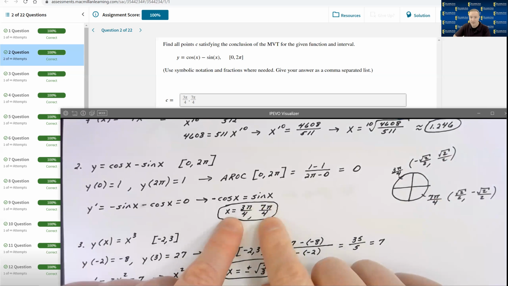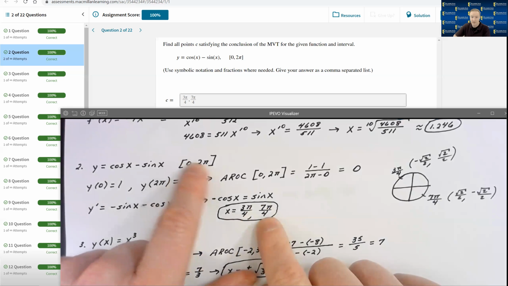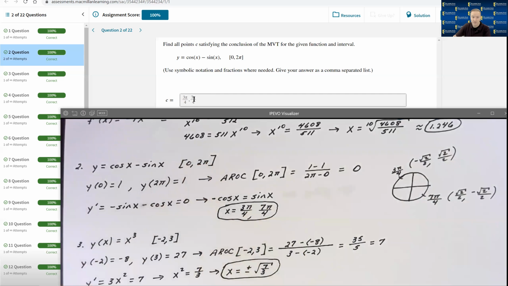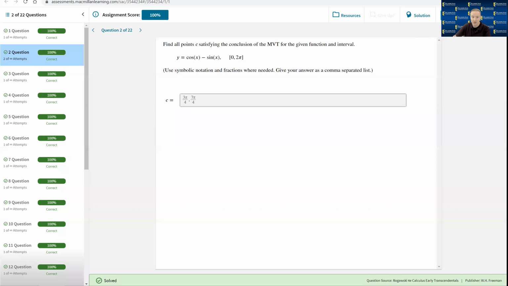Now I can go in and say, well, all right, those are the two critical points such that the derivative is 0. Both of these points are going to be values between 0 and 2 pi. So you can see I had to enter both 3 pi over 4 and 7 pi over 4 in my answer, and Achieve liked it.